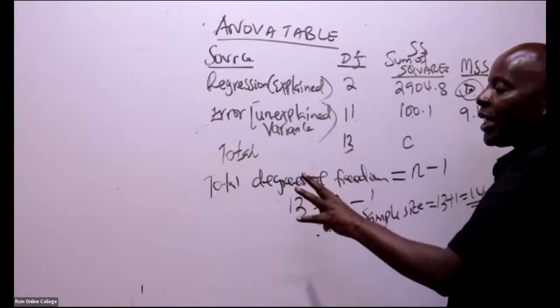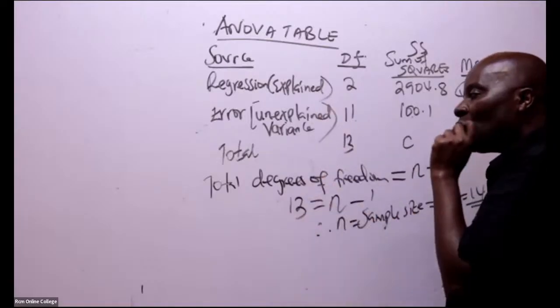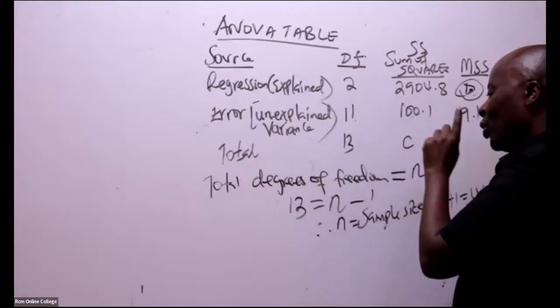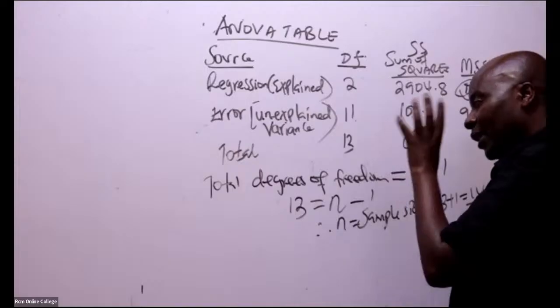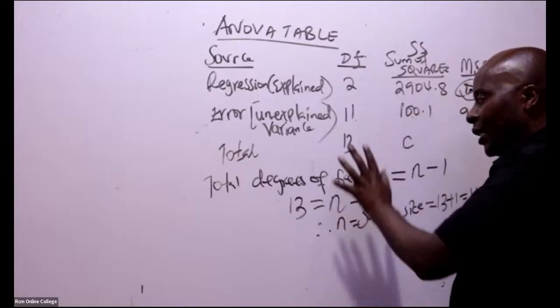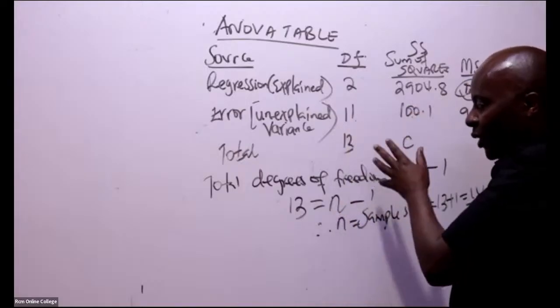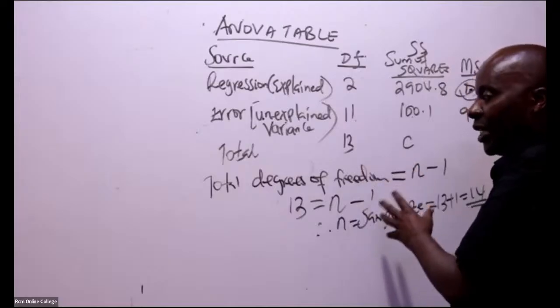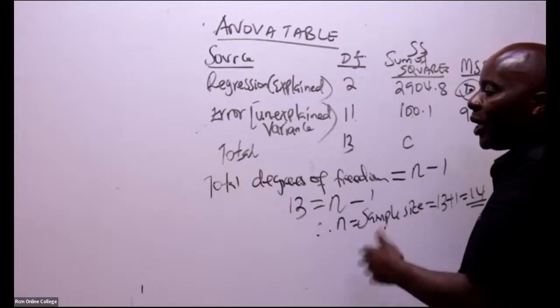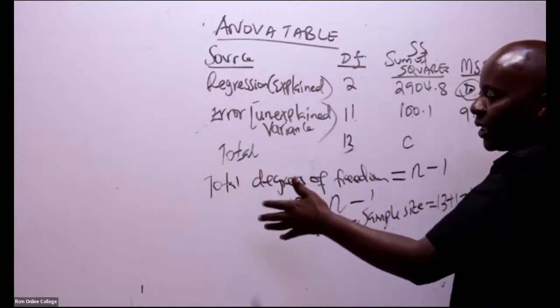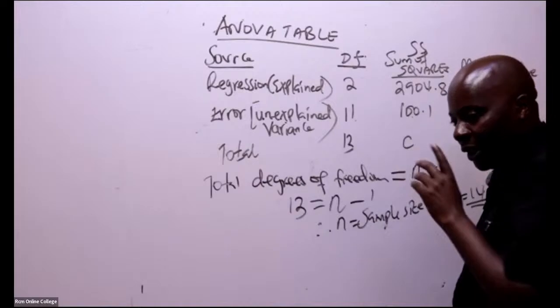They'll tell you the sample size is 14. So you need to know that total degrees of freedom will always be equal to n minus 1. So we'd have taken 14 minus 1 to get 13. This is really critical for my foundation for this particular session here: how to calculate total degrees of freedom. If I were you, I would have actually highlighted this. This is really critical. Total degrees of freedom.